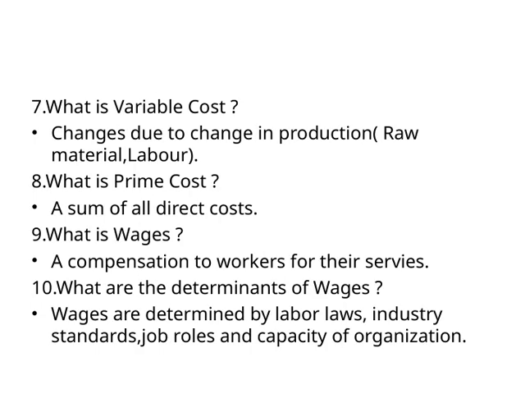Now, let's delve into some fundamental concepts about costs and wages. First, what exactly is a variable cost? Well, these are costs that fluctuate based on the level of production. For example, raw materials and labor costs can increase when you're producing more and decrease when production slows down. Essentially, variable costs move in tandem with your output.